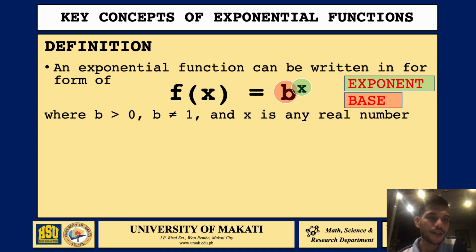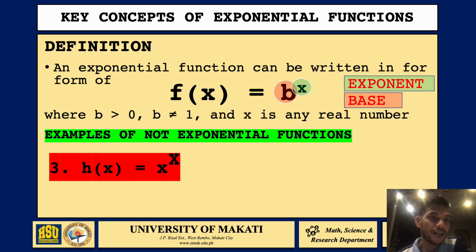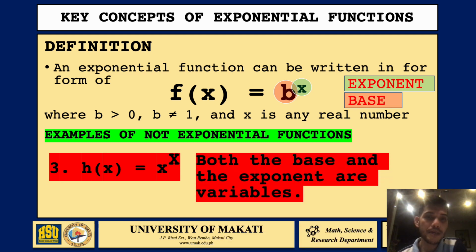Another example of not exponential function is h of x is equal to x raised to x. Why is this not an exponential function? Because both the base and the exponent are variables. Dapat yung variable lang yung exponent, not the base, because it states in the definition that the base should be greater than 0 but not equal to 1.